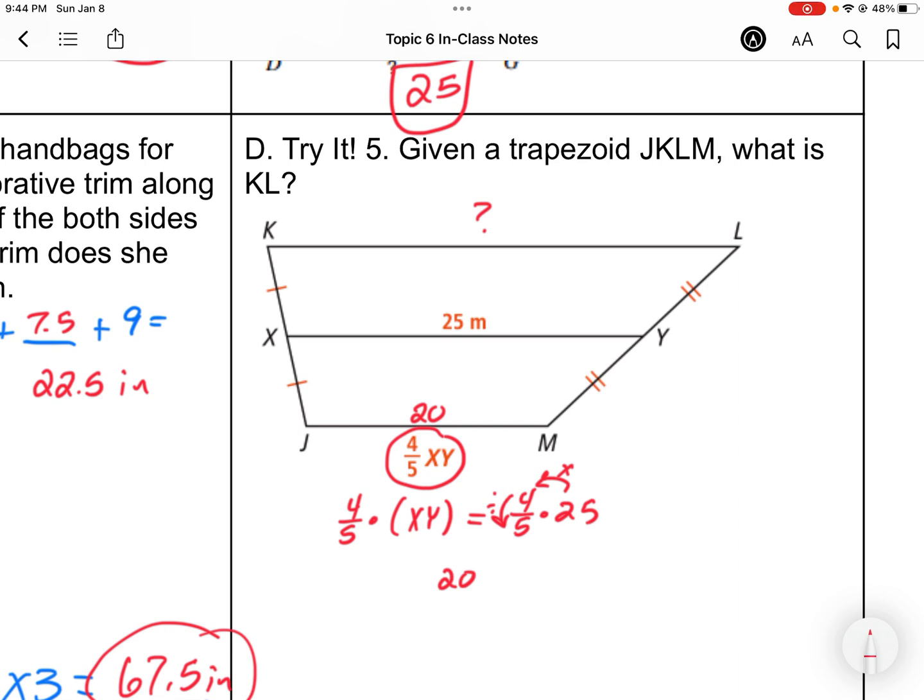Okay, well, they want the length of KL. Again, you can look at this by counting. So if the middle of these two numbers is 25, 25 is the middle of 20 and 30. Because to go up from 20 to 25, I add 5. So I'm going to repeat that pattern again. 25 plus 5 is 30 meters.